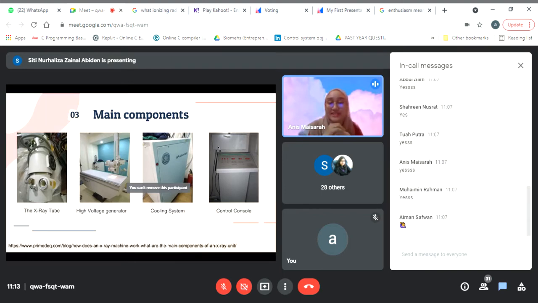The third one is the cooling system. Can you guys guess why this cooling system is important? If you know, you can comment in the chat box. And for those who don't know, it's okay, I will explain.